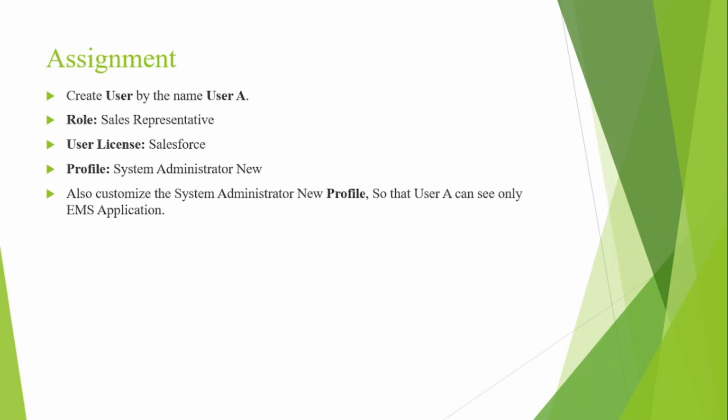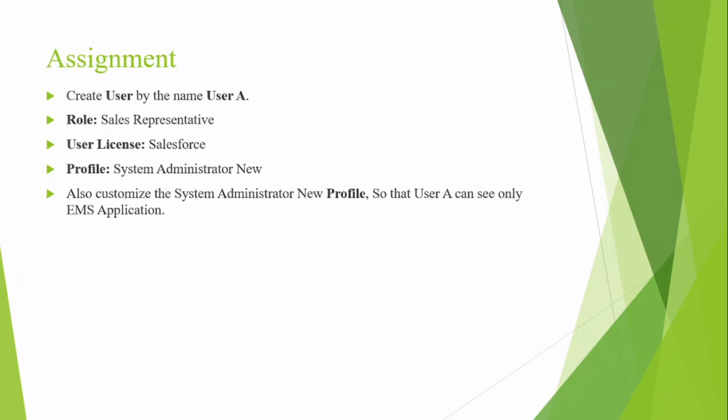Role, we are going to assign sales representative. User license, we are going to take Salesforce. Profile, what we created in our earlier session, that is system administrator new. That profile we are going to assign to this user A. We also created the role sales representative. So this user A is going to have the sales representative role, Salesforce license and system administrator new profile.